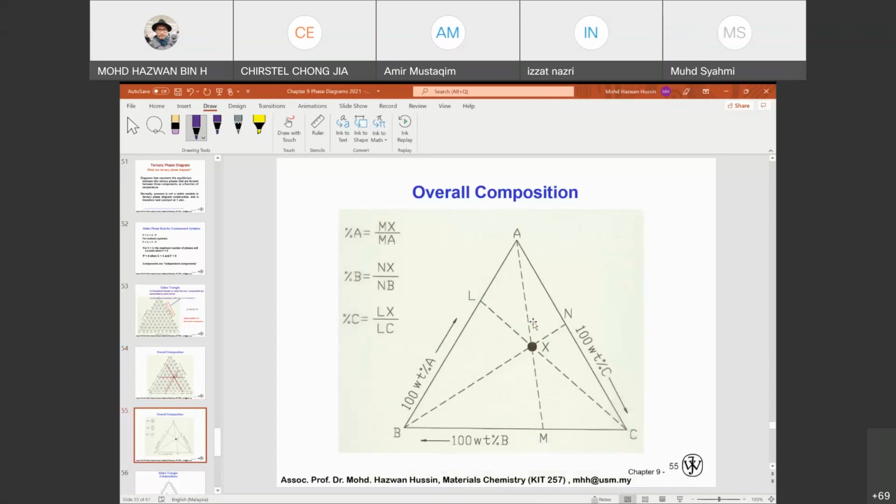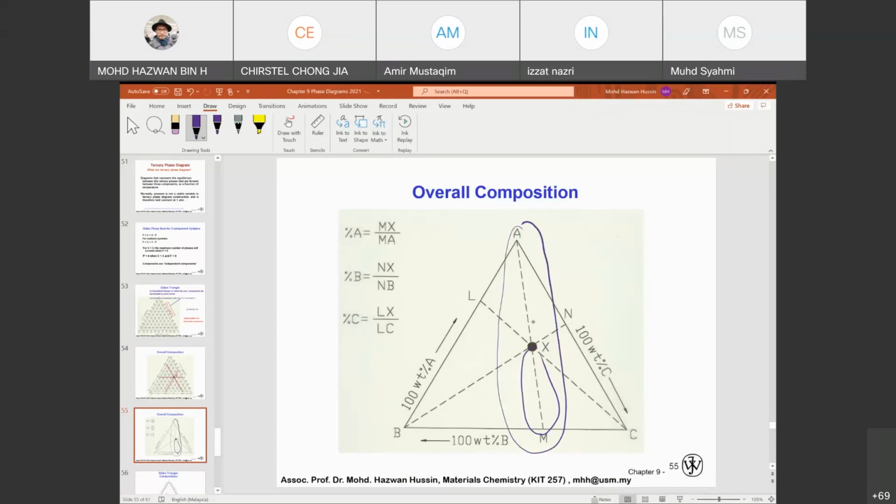And similar things, we are still looking at the tie line, the lever rules, in order to calculate the percentage fraction or the weight fraction of a component. For example, at point X, if you want to calculate the composition of A, atom A, then the fraction will be the distance between M and X, MX, over the distance of MA, the overall.